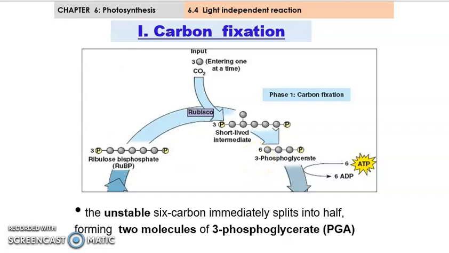For example, if I highlight here, what happens to the carbon dioxide when it attaches to the ribulose bisphosphate that has 5 carbons? Let's say this is ribulose bisphosphate. When carbon dioxide attaches to this molecule, it will produce a 6 carbon intermediate like this.